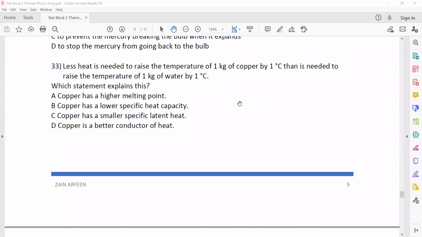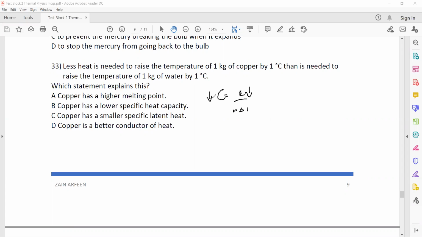Less heat is needed to raise a temperature of 1 kilogram of copper than 1 kilogram of water. Which statement is correct? So basically it is related to specific heat. You have the formula. Thermal conduction is how much time it will take to transfer heat energy. So specific heat is equal to E divided by M delta T. The relation between energy and specific heat are directly proportional.